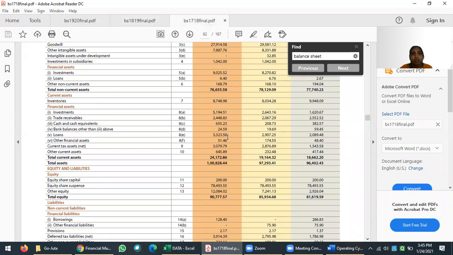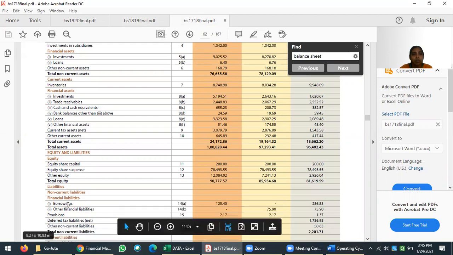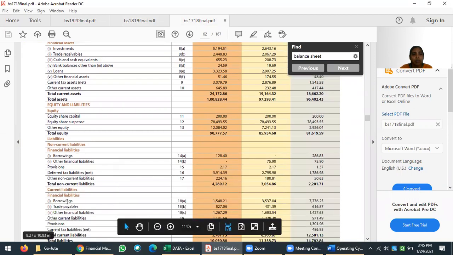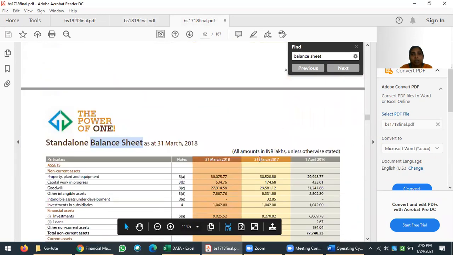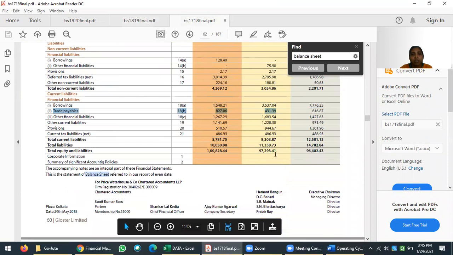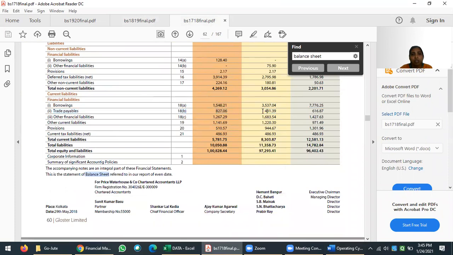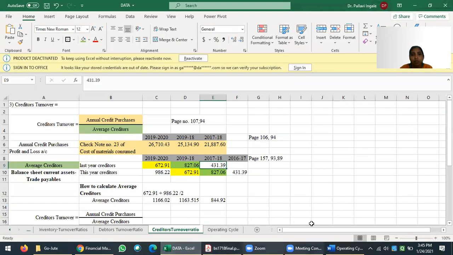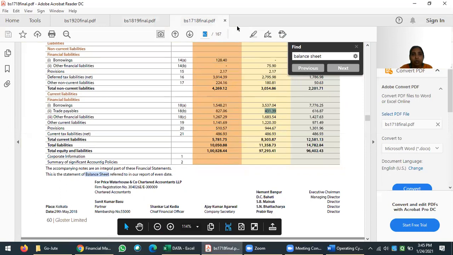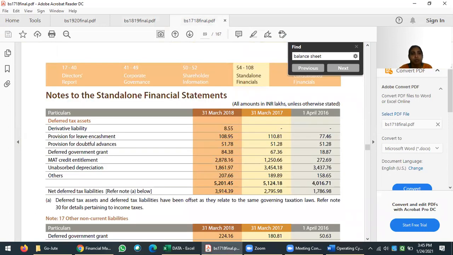Now this is the balance sheet in front of you, and here is trade payable. It is a trade payable. Okay, so you have to see the balance sheet carefully. 31st of March 2017 it is given. So I will go on the working note and I will just see what is given. Page number I have already identified, 89. So I will go on page number 89.